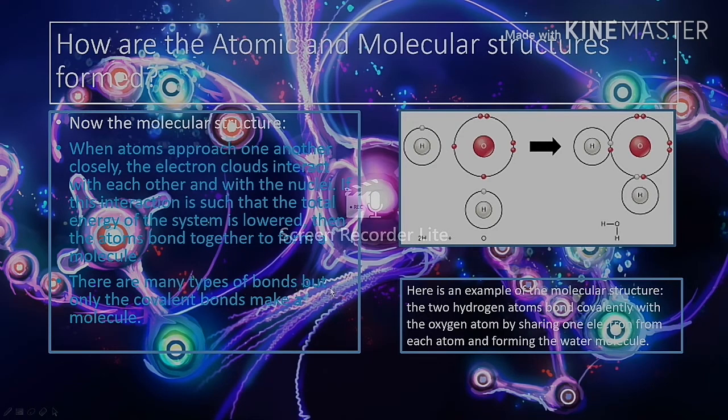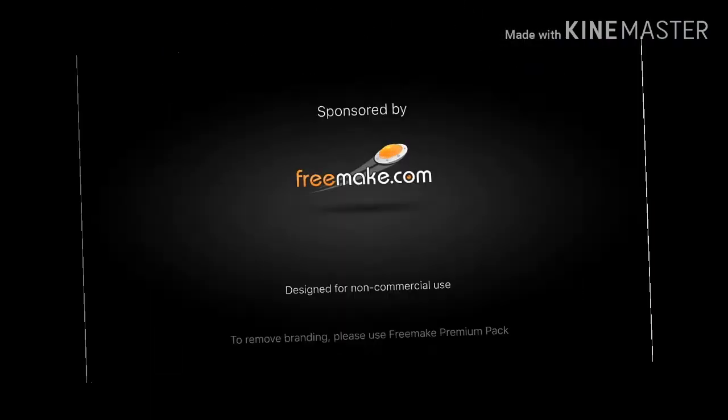There are many types of bonds, but only the covalent bond makes molecules. And on the right, you could see how two hydrogen atoms bond with one oxygen atom to form a water molecule. See, they each share one electron. And now we're going to see a video on that.